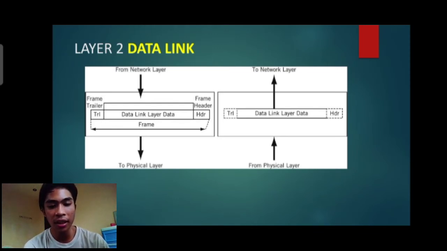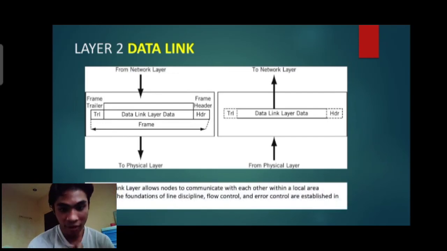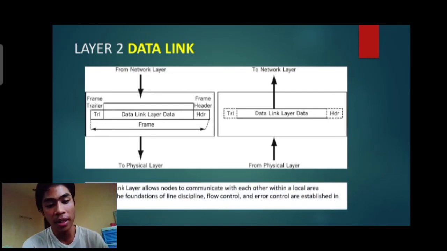From the network layer, data goes to the data link layer, where it is scanned, then goes to the physical layer. When it reaches the receiver, it repeats the same process. So the data link layer allows nodes to communicate. In short, the data link layer allows nodes to communicate with each other within a local area network. The foundation, discipline, flow control, and error control are established in this layer.